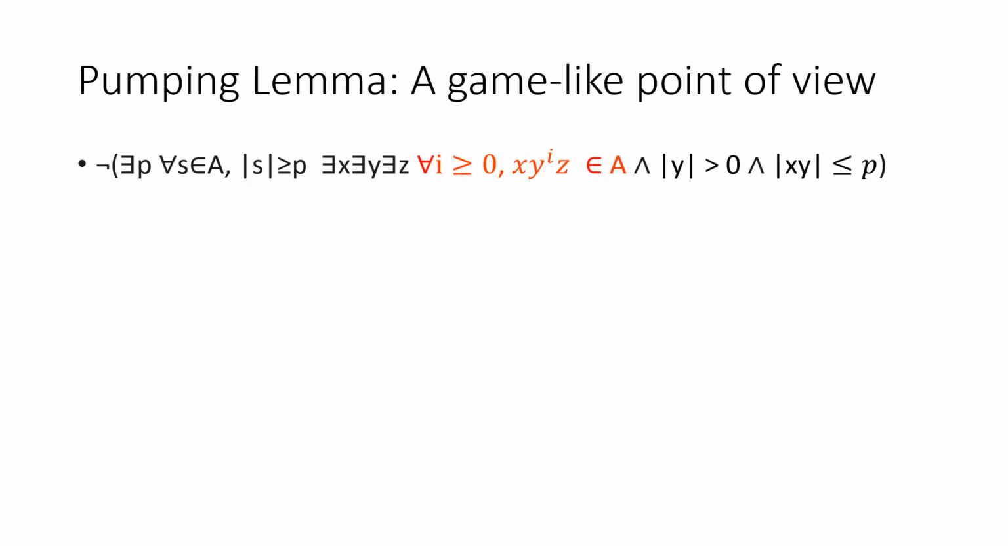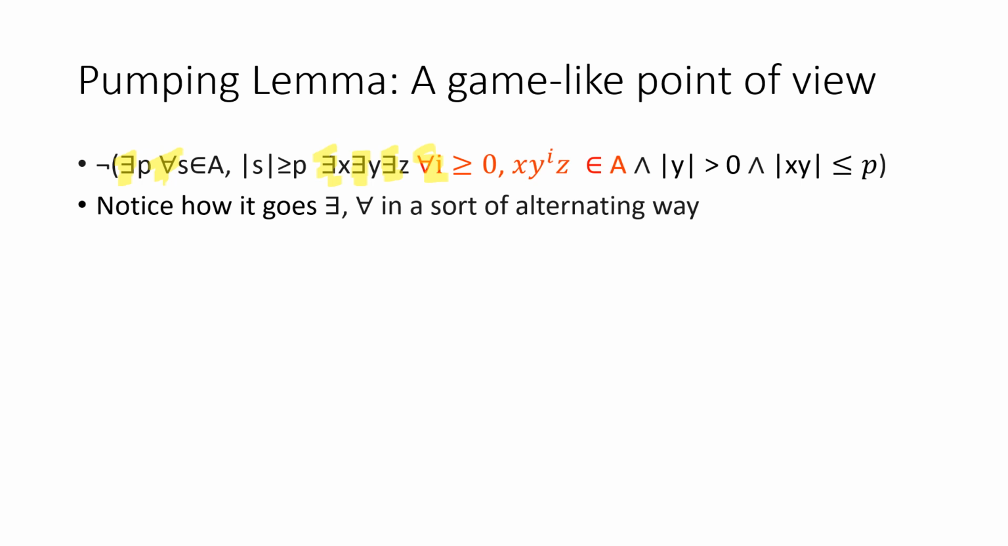Another way to view the pumping lemma for proving non-regularity is this game-like point of view. Let me write out what I had in words, but put the mathematical symbols for exists and for all on here. So I have: there exists P such that for all S in A, there exists an X, there exists a Y, and there exists a Z, such that for all I, and so on. Notice how we have this structure of going exists and for all in this alternating way. Alternating quantifiers describe games. You can literally think of this as playing against an adversary who is going to give you a language and claim that it's regular.